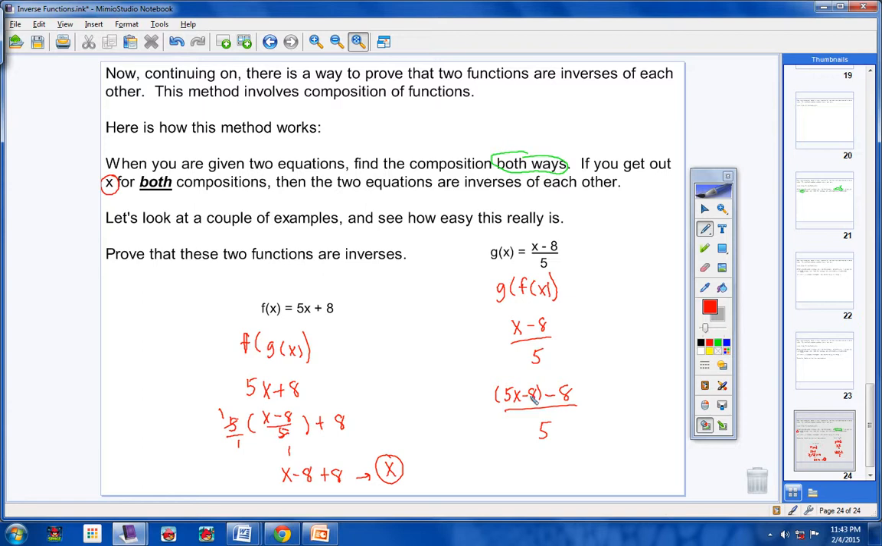So here's what I have. In my numerator, I have 5x plus 8 minus 8. Well, my 8's are going to cancel, leaving me with 5x over 5. Now look what happens to your 5's. They cancel, leaving you with just x. Okay? So there we go. So I just proved to you that these two functions here are truly inverses of each other by using this method here.